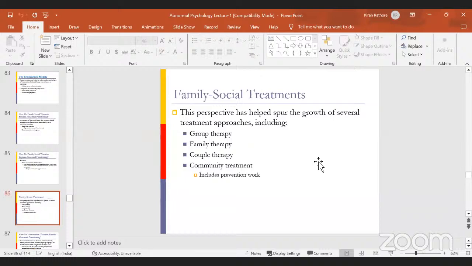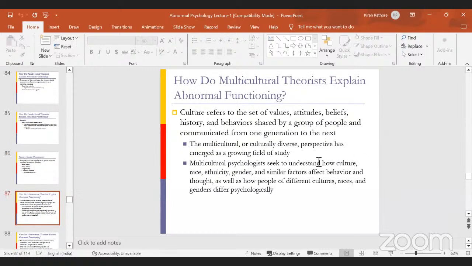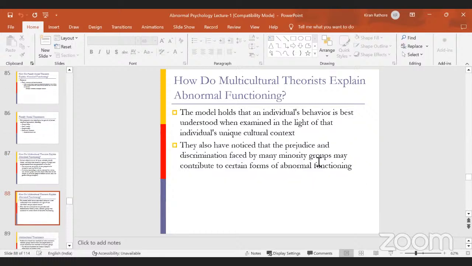Okay, so treatments are typically group therapy, family therapy, couples therapy, all these types of treatments have been given. And multicultural theories refer to a set of values, attitudes, beliefs, history, and behavior shared by a group of people and communicated from one generation to the next. And this model holds that a person's behavior is best understood when examined in the light of that culture.